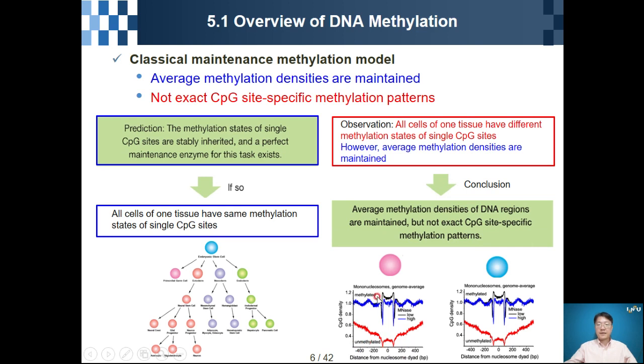This is the average methylation density of one cell, and this is the average methylation density of another cell, and we found that these cells have similar average methylation density. So it means that average methylation density is maintained. The conclusion is that average methylation density is maintained, but not the exact CpG site-specific methylation pattern. This is a very important concept in the classical maintenance methylation model.